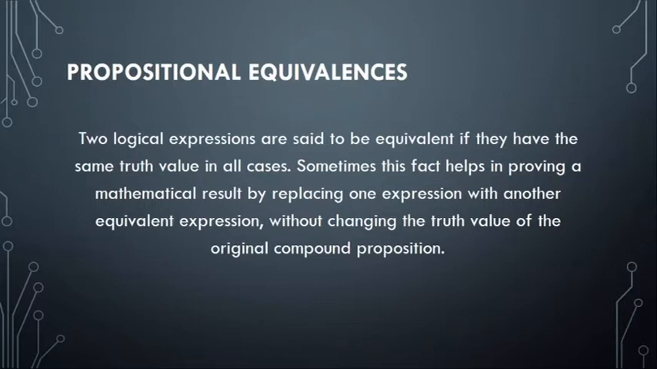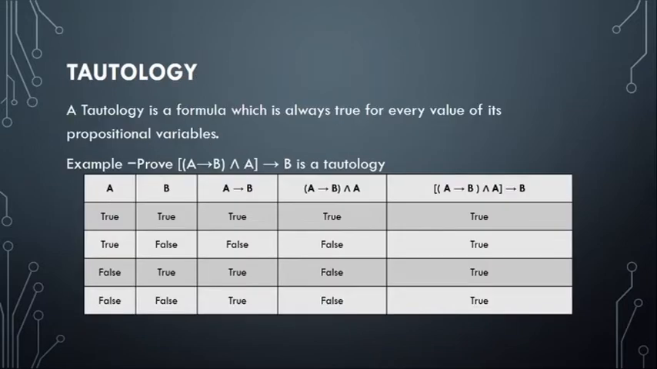So the first one is the tautology. A tautology is a formula which is always true. So take note. A tautology is a formula which is always true for every value of its propositional variables. Meaning, if the given formula or proposition returns a value of true in all cases, it is a tautology.